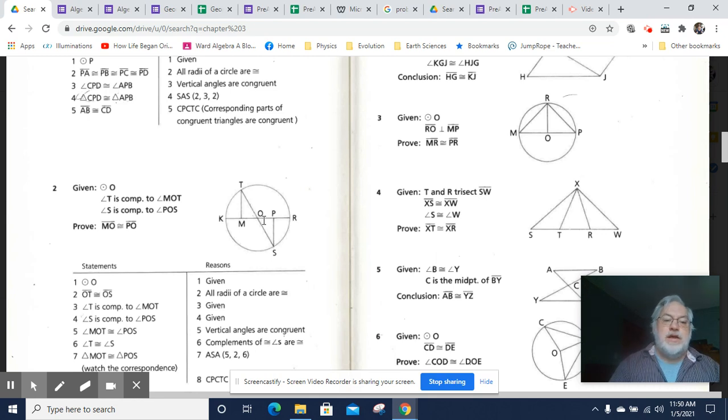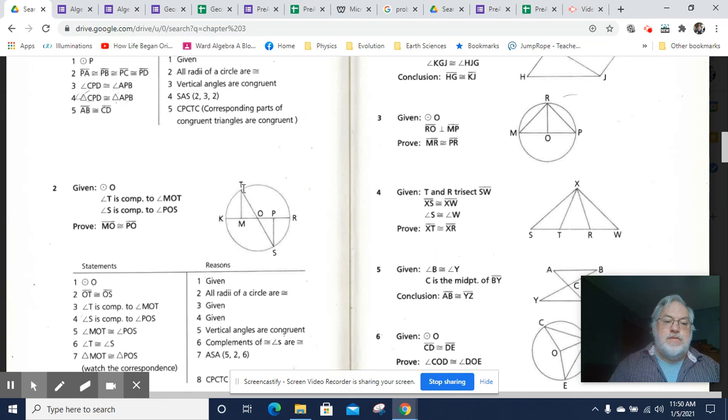Now, we also know that angle POS and angle TOM are congruent. So those two angles are congruent, and therefore these two angles, which are complementary, let's see, angle T is complementary to MOT. So we know that MOT and POS are congruent because they're vertical. And then because T and S are complementary to congruent angles, then T and S are congruent.